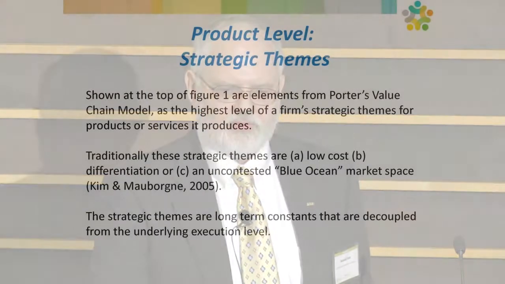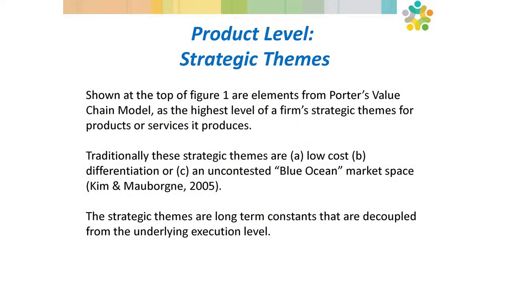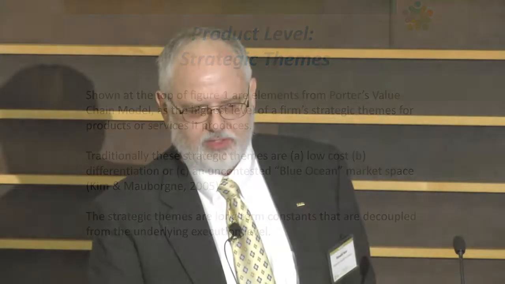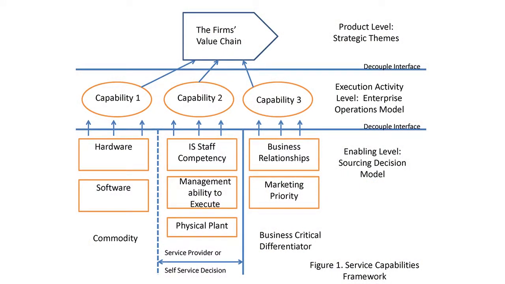It's a book by Jeanne Ross and others from MIT Center for Information Systems Research. Their operating model is where you operate, whether your systems are integrated or dispersed, centralized or decentralized. And then finally, at the capability enablers, the sourcing decision. How do you execute on these sourcing decisions? Strategic themes. I think it might be better if I go right to the model first, and then I'll come back to these.